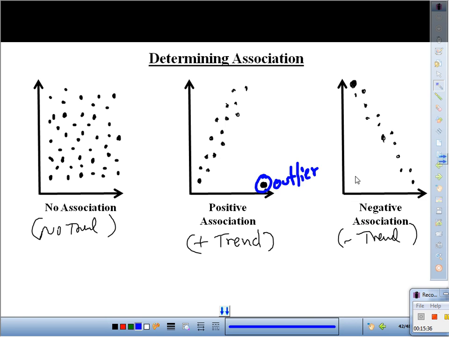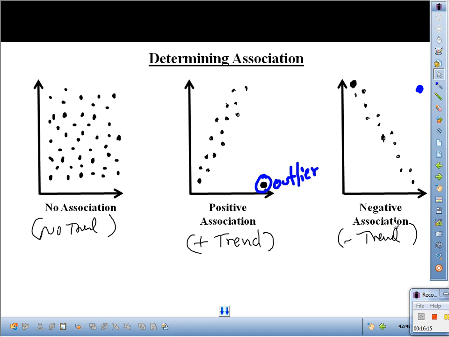So check this out. If I was to put another outlier on this negative association, look up, could I place it down here? Let's see. Could I place it there? Why not? Yes, because it's not following that pattern. Where else can I place it? Can I place it way up here? Yes, as long as it does not follow the pattern.